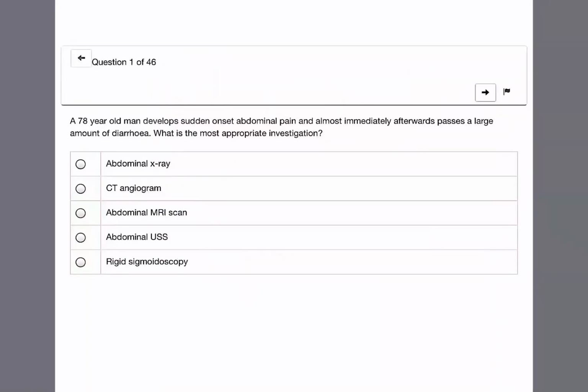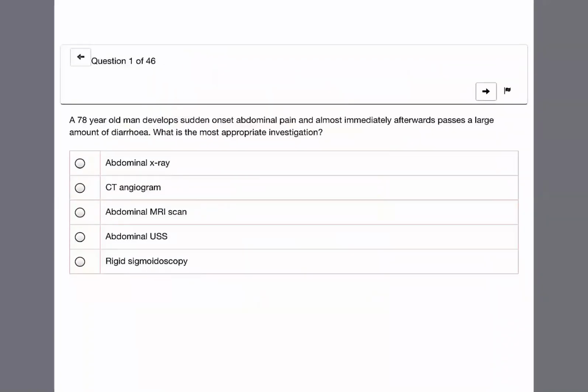Okay, next question. A 78 years old developed sudden onset abdominal pain and almost immediately afterward passed a large amount of diarrhea. What is the most appropriate investigation? Abdominal X-ray, CT scan, abdominal MRI, abdominal ultrasound, rigid sigmoidoscope. It is the sudden onset abdominal pain with immediately passing a large amount. It's CT angio.